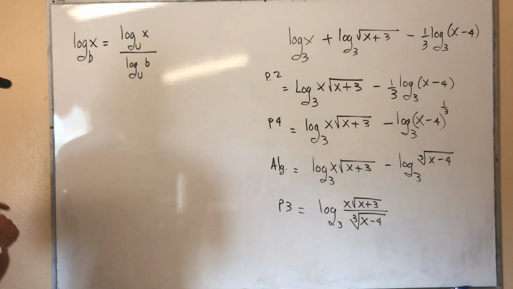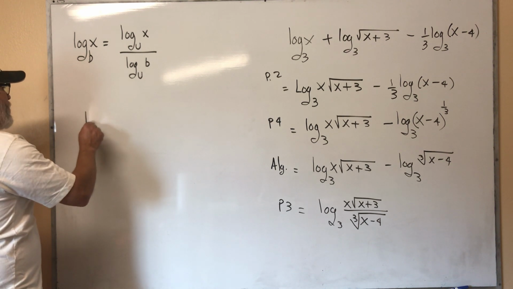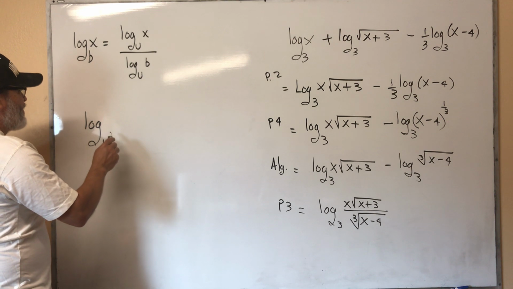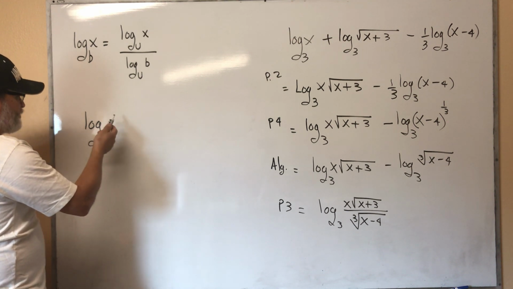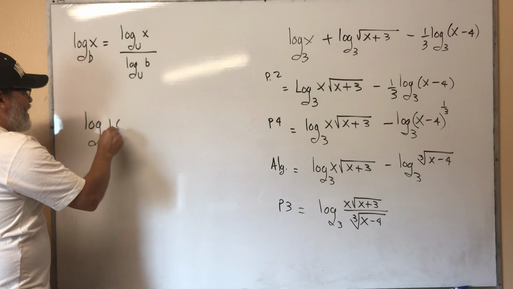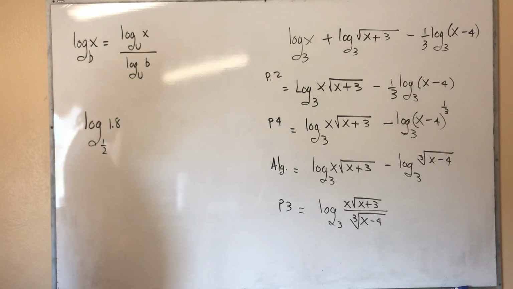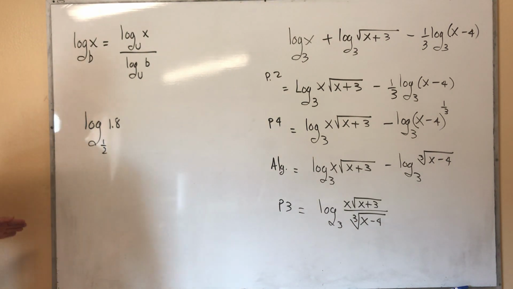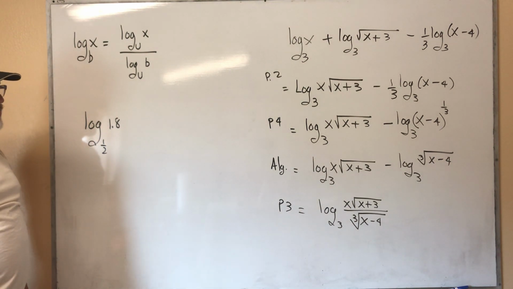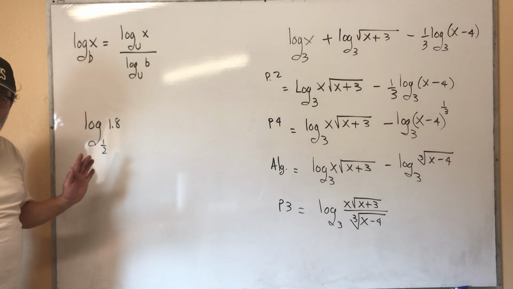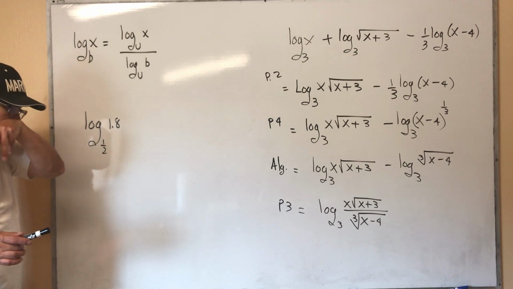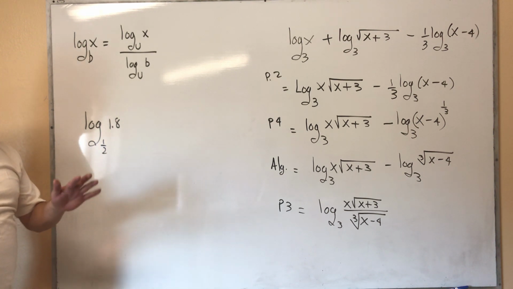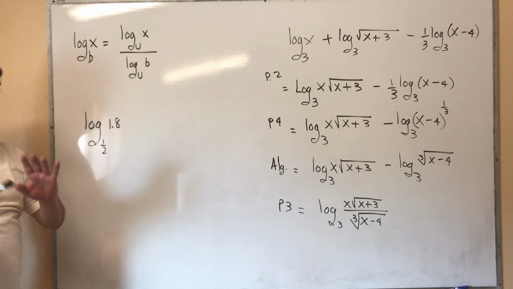For example, the log base half of 1.8. Okay? Suppose you want to do the log base half of 1.8. Okay, theoretically, you can pick any base you want.